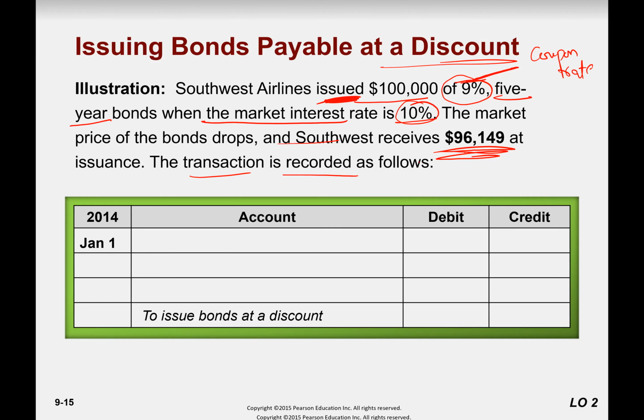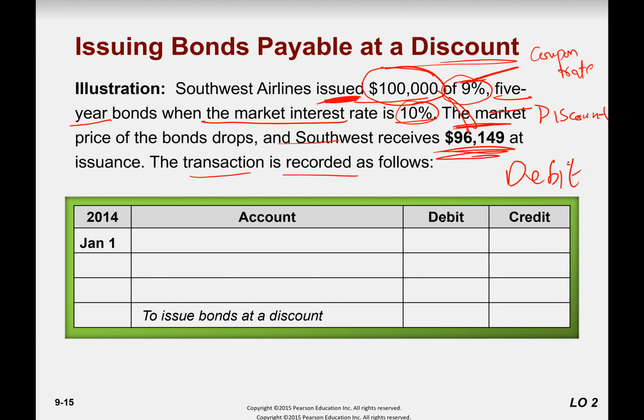And how much is the value of the bond? According to you, what is the liability? 100,000, and the price value you receive is 96,149. So the difference is called discount.